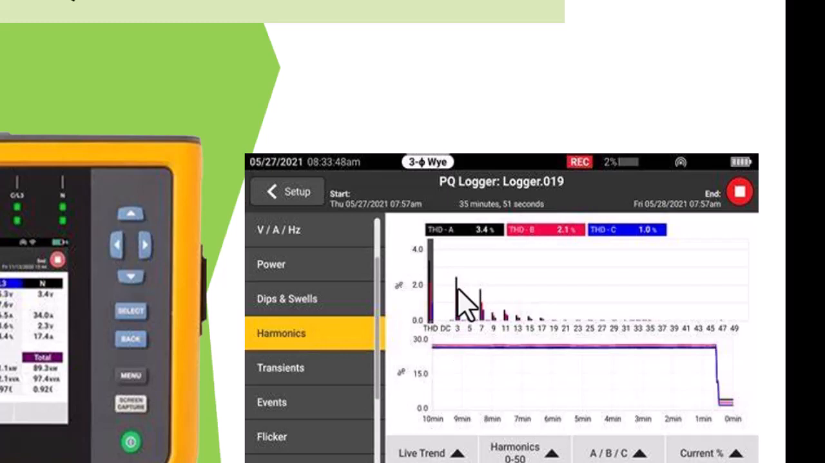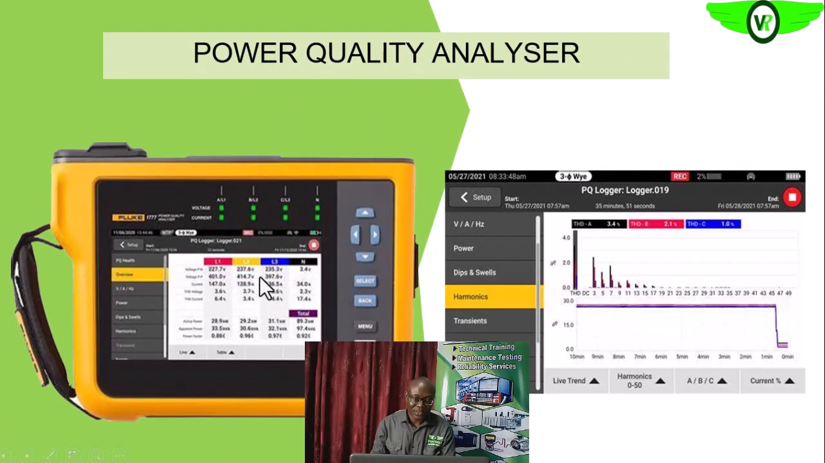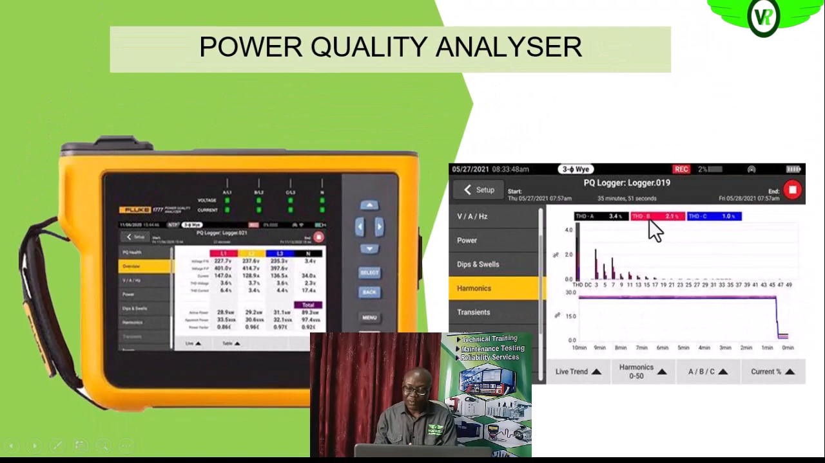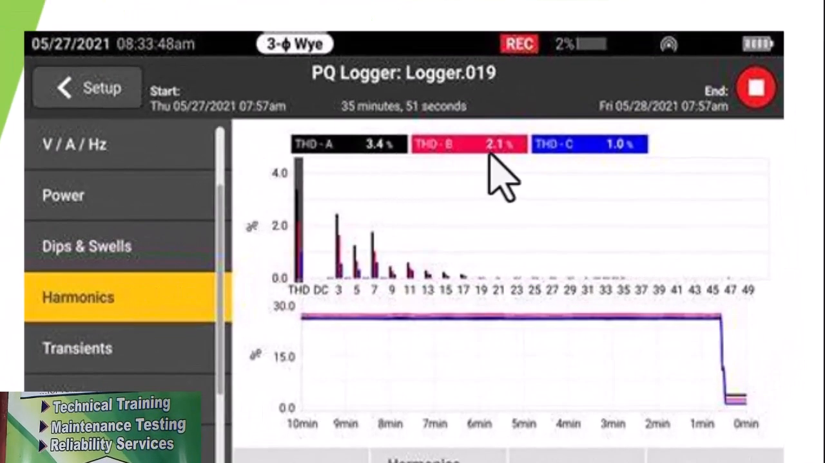If you look at the magnitudes, they are not so great. Are we getting it? The magnitudes are not so great, and that is why we have this minimal unbalance. As you can see here, the unbalance is not too much. The meter itself can also give us the unbalance. Look at the total harmonic distortion on each of the phases. We have 3.4, 2.1, and 1, which is acceptable.